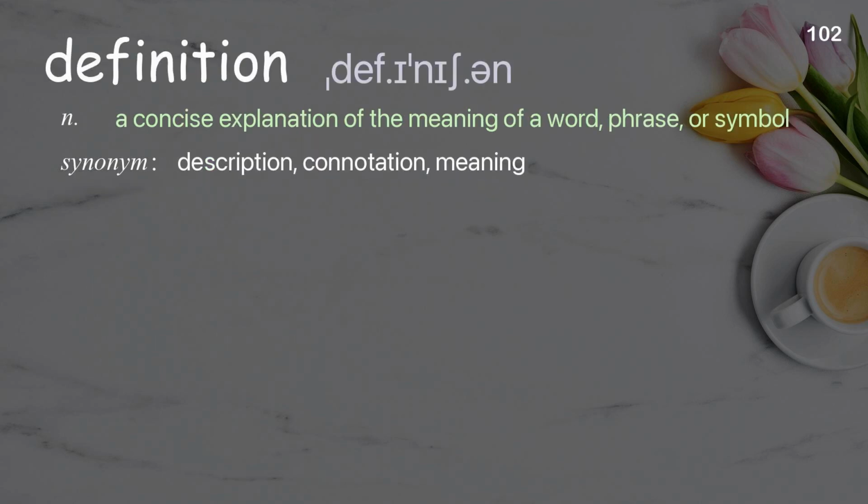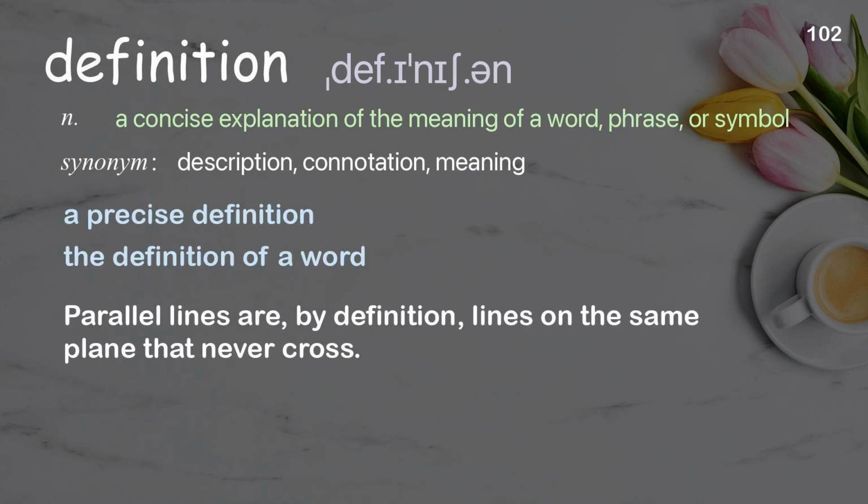Definition: a concise explanation of the meaning of a word, phrase, or symbol. Examples: A precise definition. The definition of a word. Parallel lines are, by definition, lines on the same plane that never cross.